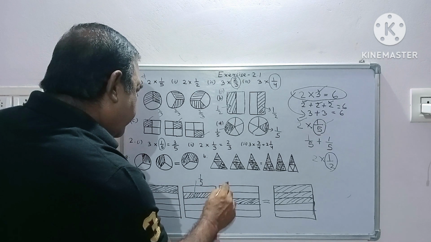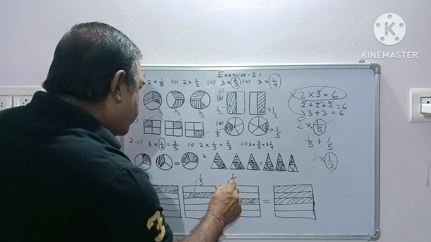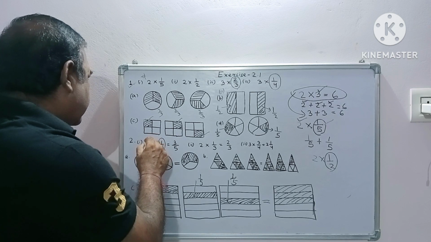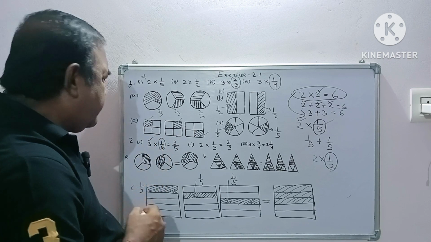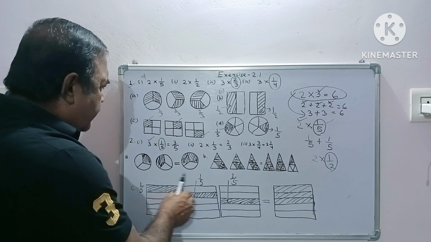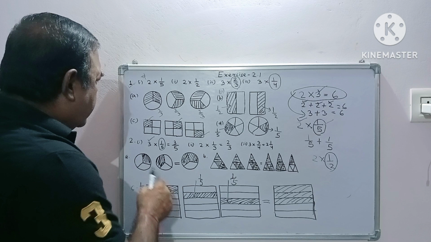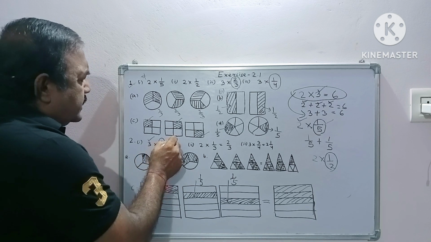It is also 1 upon 5. So 1 upon 5, how many times? There are 3 times. They have been added. So 1 upon 5 plus 1 upon 5 plus 1 upon 5. That is 3 into 1 upon 5. So that will be, you see, the product is 3 upon 5.